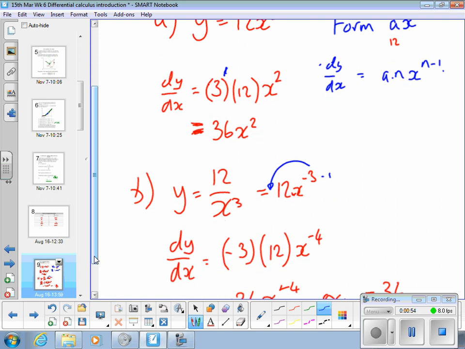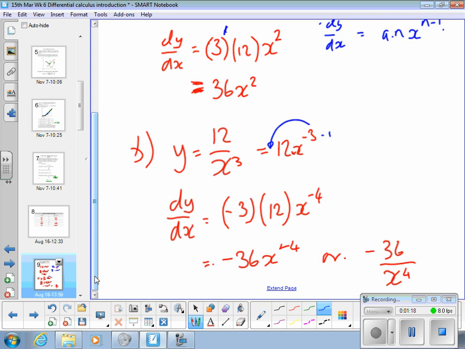If we've got a function of x that's got x below a fraction, we need to rearrange using laws of indices to bring the x up to the top. So that's 12x to the power of minus 3, and then we multiply by minus 3 and take 1 off, so we have minus 36 times x to the power minus 4. We can then return that to the original form if we want to by putting the x term underneath and making it a positive index.